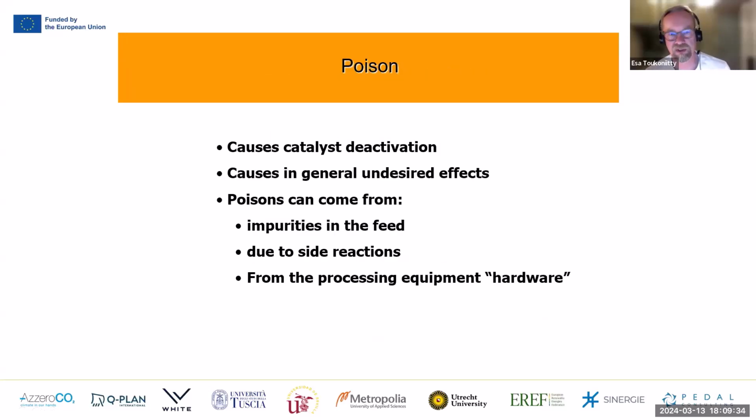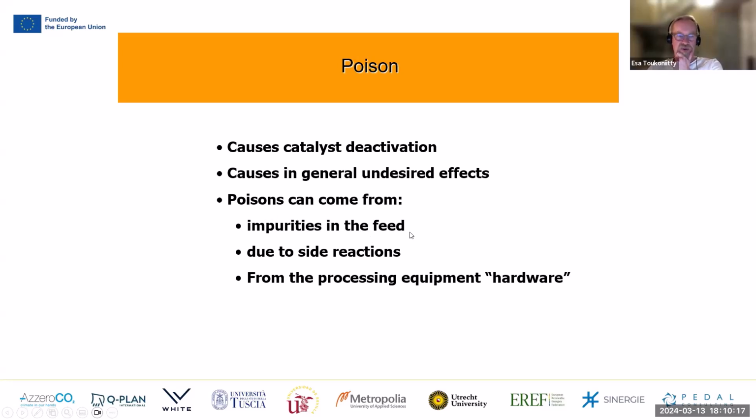There was a word called catalyst poison. Poisons are often elements or chemicals that stick strongly on the catalyst surface and you cannot remove them. So they cover the active surface area. After poisoning, there is less active surface area, less activity, and the catalyst doesn't work so well anymore. So this is an undesired phenomenon, and the poisons can come, for example, from the feed.